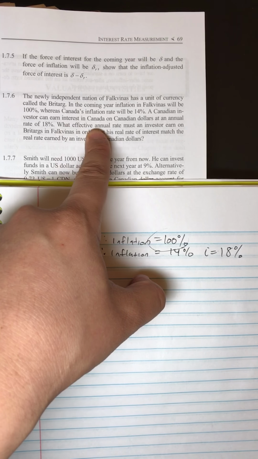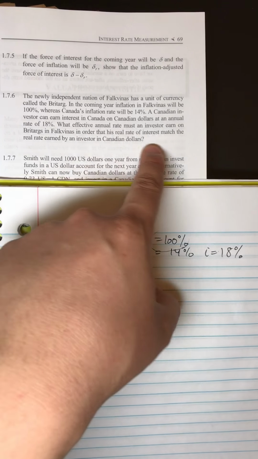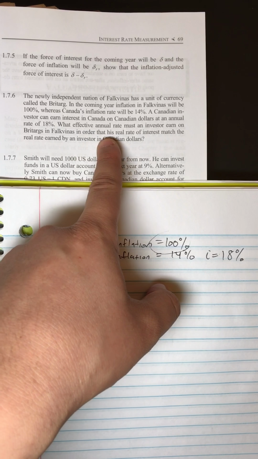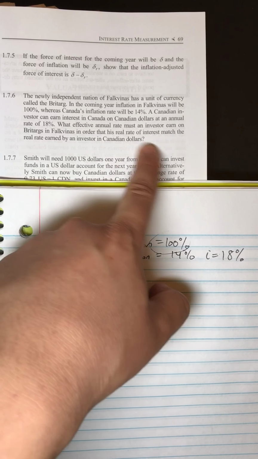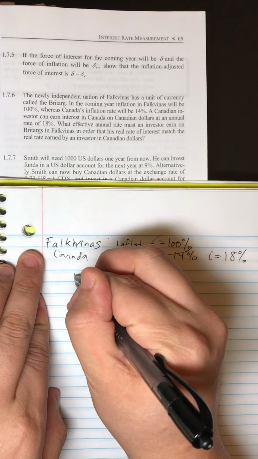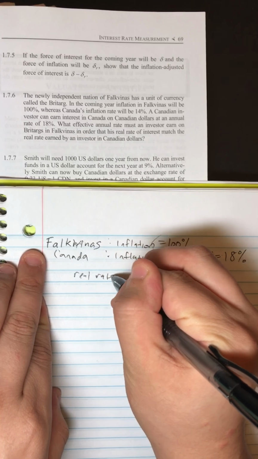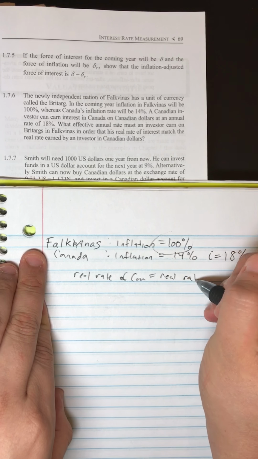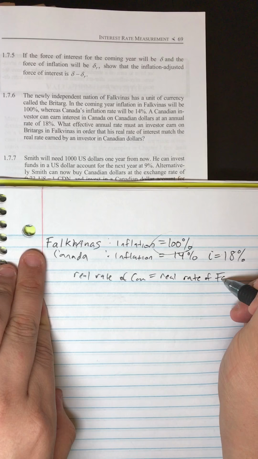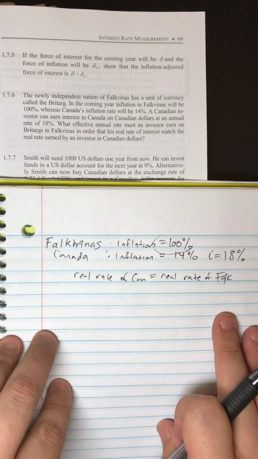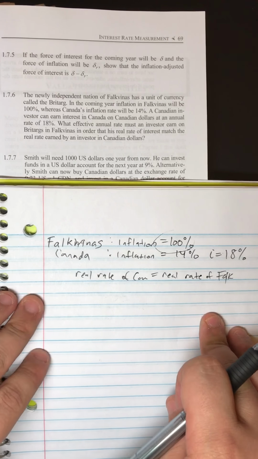And then it asks what's the effective annual rate an investor earns in this nation for his real rate of interest to match the real rate of Canada. So the real rate of Canada has to equal the real rate of Falkvinus. Okay, so this is very simple if you know the equations.